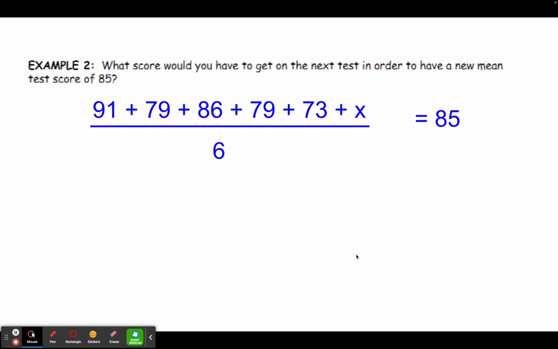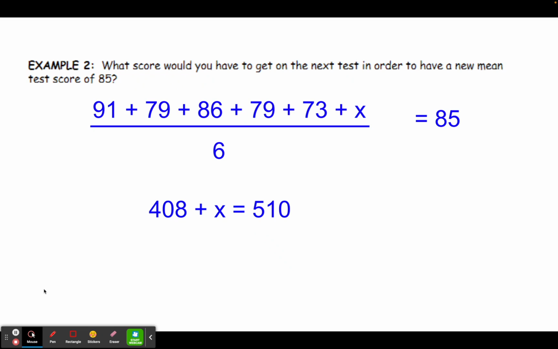and I want my mean score to work out to be 85. Now, the easiest way to solve this is to clear out that denominator in this fraction, and the way I'm going to do that is by multiplying both sides of the equation by 6. All that's going to do on the left is cancel out this denominator, and on the right, I can actually multiply 85 times 6. The other thing that I can do is add together the 5 test scores that I know.